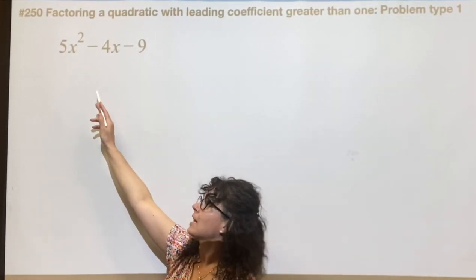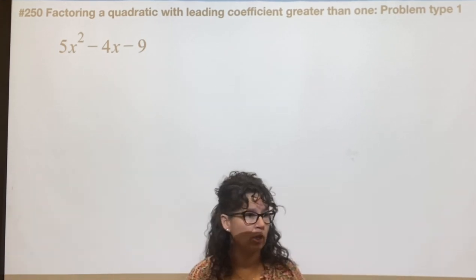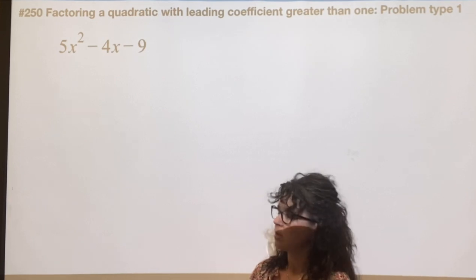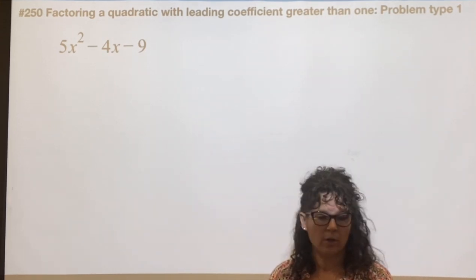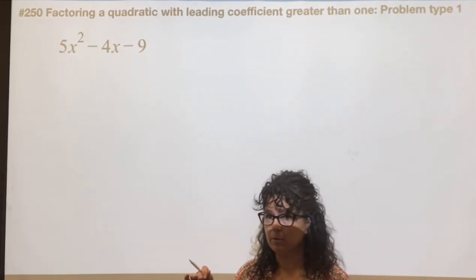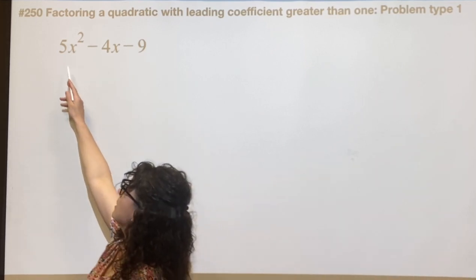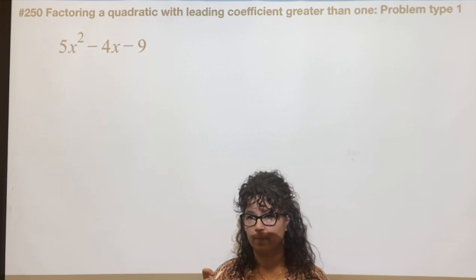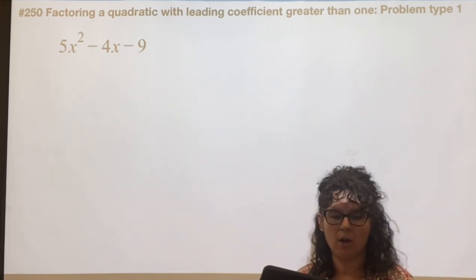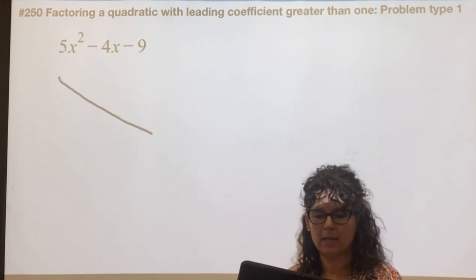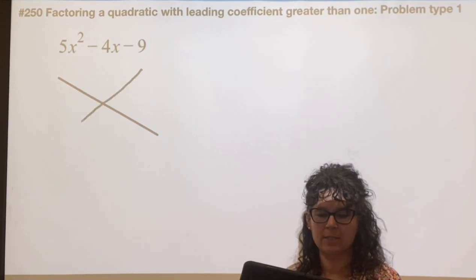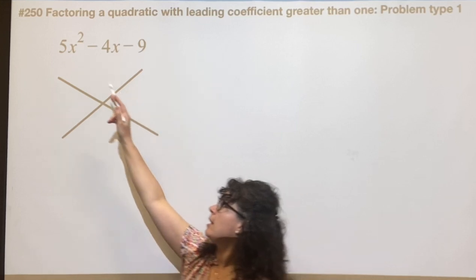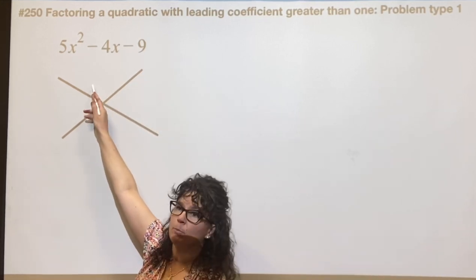This polynomial has three terms, so we're going to use the big X technique. It's just an organizational tool. And we are going to need to do the extra couple steps because the leading coefficient is not one. So we're going to start off by making our X, our organizational tool. We're going to multiply the numbers on the outside and put those here.